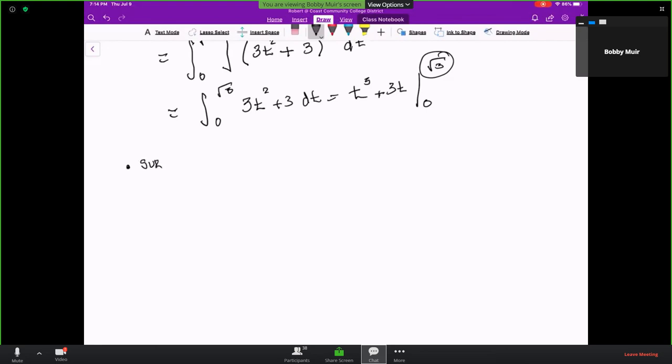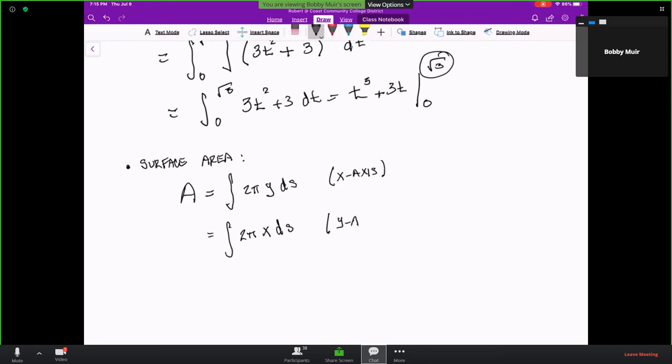Okay, so now again, we can also talk about surface area. If you remember, we had two formulas for surface area. We had the area was the integral, and what was it? 2 pi y ds, right? Integral 2 pi y ds, and this was going around the x-axis. And we also had that it's 2 pi x ds, and that's when we're going around the y-axis. So thumb back to 8.2 to get those formulas again.